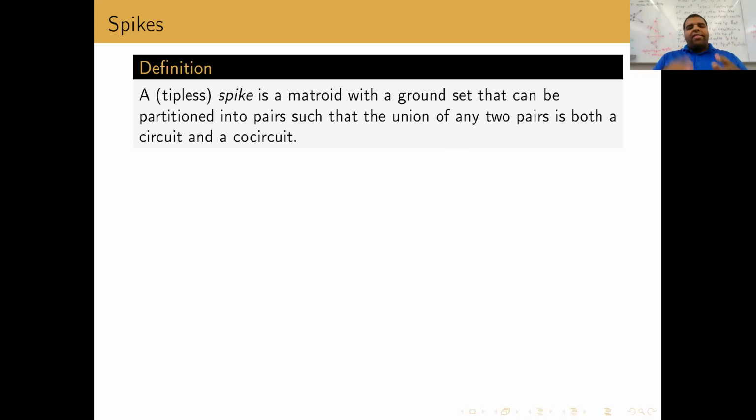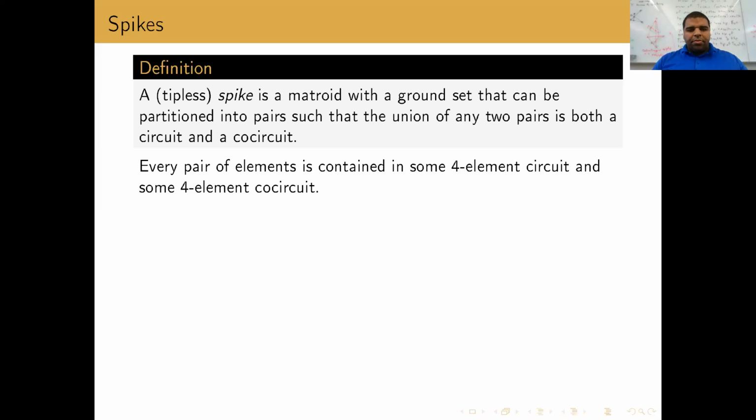The ground set is partitioned into these pairs. If I take 2 of those pairs, that is a co-circuit, and it's also a circuit. If I take any pair of elements at all, either that pair is one of these pairs, in which case the union with any other pair is both a circuit and a co-circuit of 4 elements, or each of the 2 generic elements is contained in one of the pairs in the partition, and the union of those 2 pairs is both a circuit and a co-circuit of 4 elements. So any pair of elements is contained in some 4-element circuit and some 4-element co-circuit.